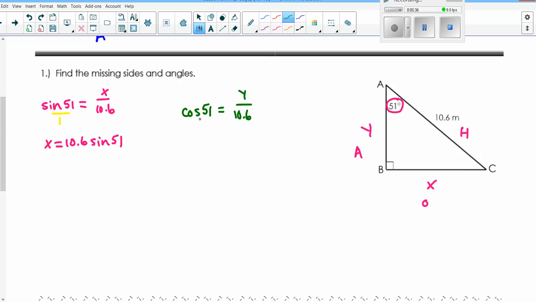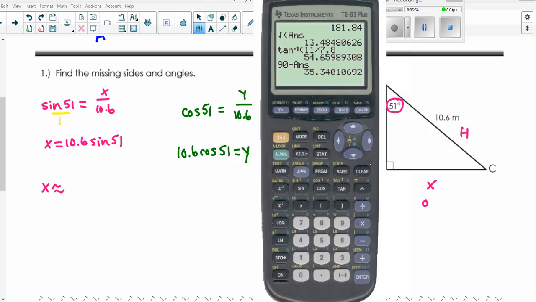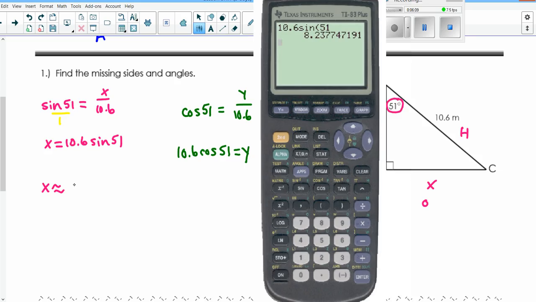I do the same thing over here. I can put this over 1 and cross multiply, or anytime you have a denominator, you're multiplying by the denominator. So this would give me 10.6 cosine 51 equals y. Okay, so I know that x is going to be about, and now notice that I have no inverse. Inverse is only used when we're finding an angle. We know the angle. So we're just going to put in our calculator 10.6 times sine of 51. Make sure you're getting the same thing. And we get that x is about 8.24.